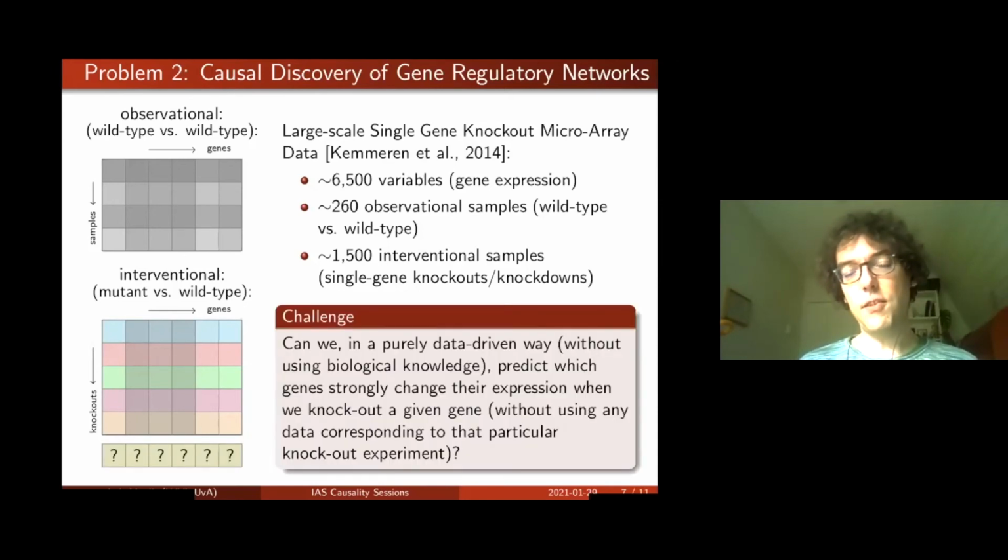So the challenge here is whether we can, in a purely data-driven way, so without using biological knowledge, predict which genes would strongly change their expression when we knock out a given gene. So to find the strong causal relations between these gene expressions. And it becomes particularly challenging if we are not allowed to use any data corresponding to that particular knockout experiment to make the prediction. And that's the nice thing about this data set: if we don't use this data for prediction, we can still use it for validation. So we can use the same data set for both purposes.